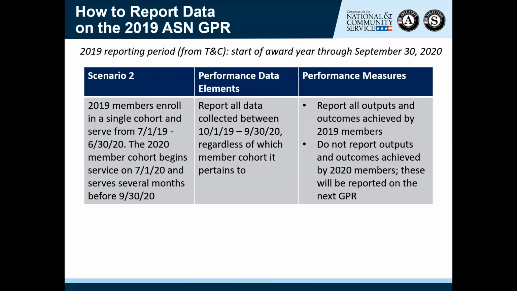For performance data elements, the approach is simpler, and it should make it easier to report on these values. The program should report all data collected between October 1st, 2019 and September 30th, 2020, regardless of which member cohort or cohorts contributed to those figures. Spoiler alert, this approach will not change regardless of the scenario.